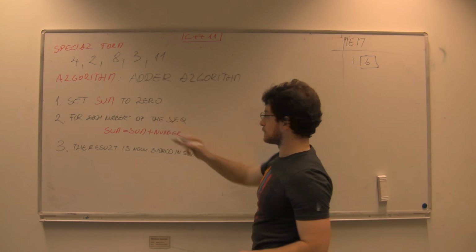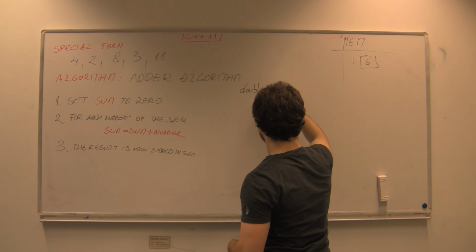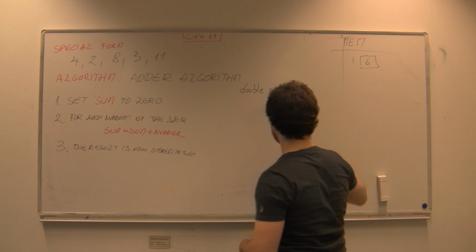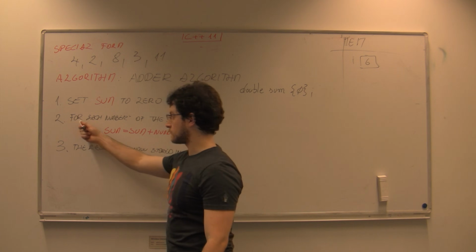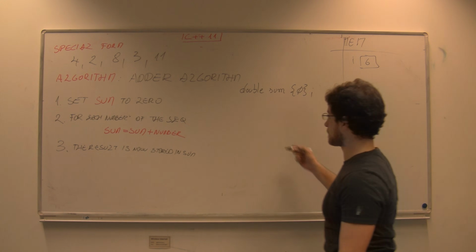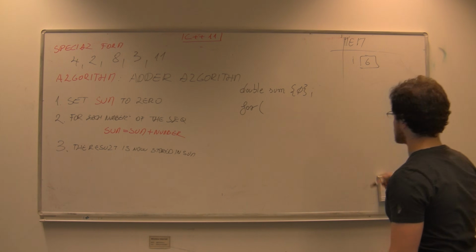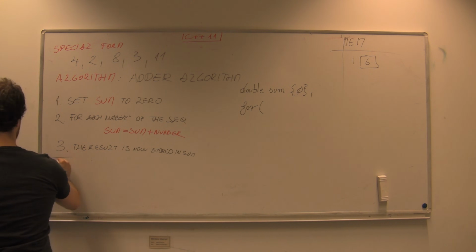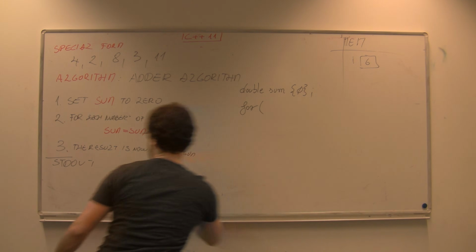We will introduce a variable sum and set it to 0. That's the first step. Then, in the second step, we have to loop for each number of the sequence. That's a for loop. So for, and let's generate the sequence by producing it on the standard input.